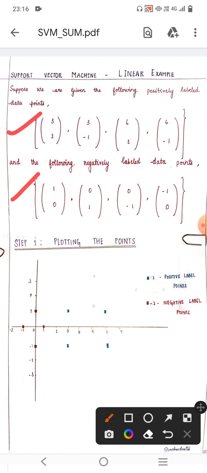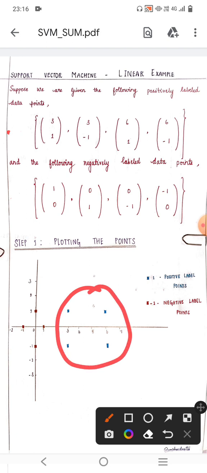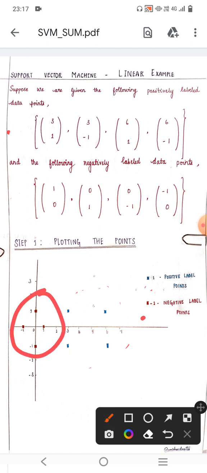So the first step is plotting the points. We have to plot the given points. Let's start with the positive label points. I have specified them using blue boxes and given them the label 1 because they are positively labeled points. Then we plot the negative label points using red boxes and specify them as minus 1 because those are negative label points.